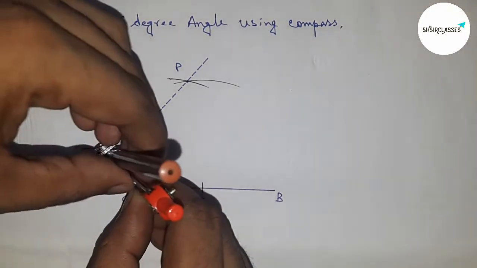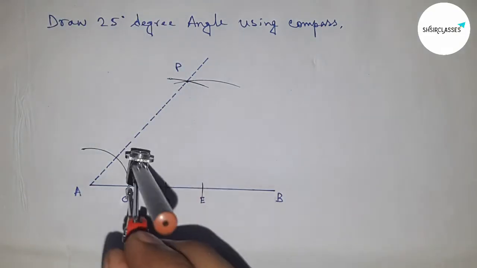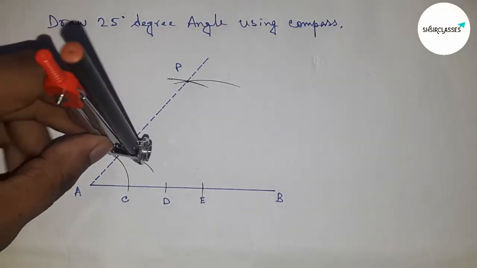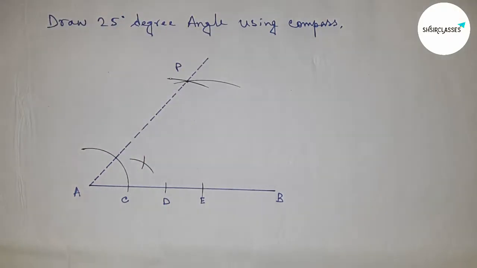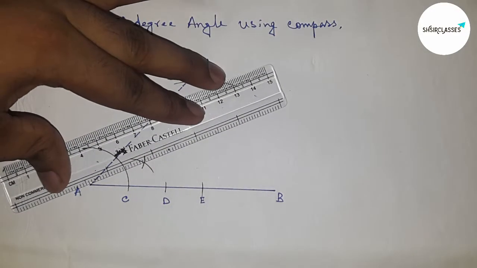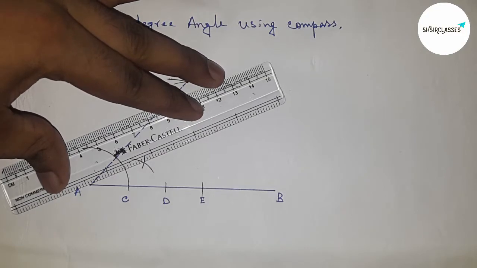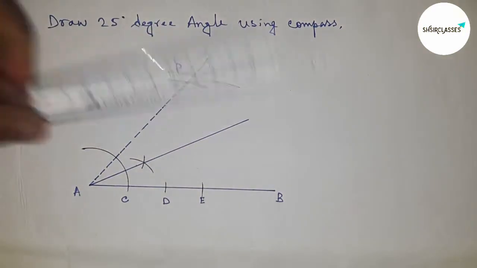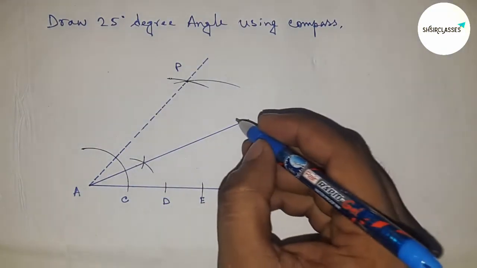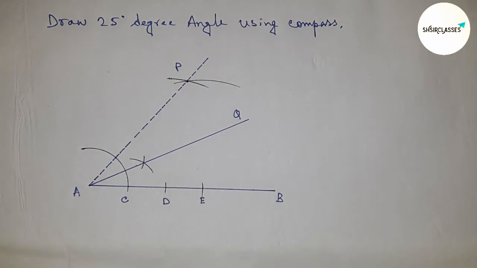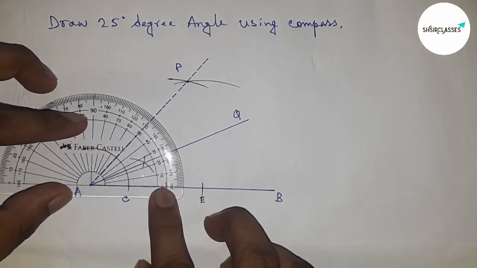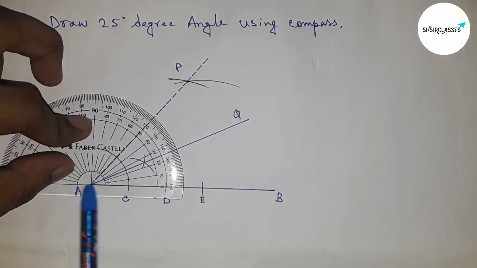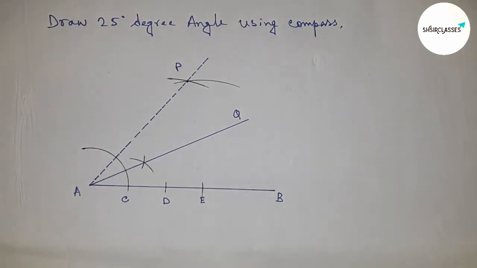Okay, next, taking a length greater than half of the arc and drawing an arc here, and with the same length, putting the compass and drawing an arc. Okay, next, joining this. So joining this, and this is point Q. So angle QAB is a 25-degree angle. So next, checking. So this is perfectly a 25-degree angle.